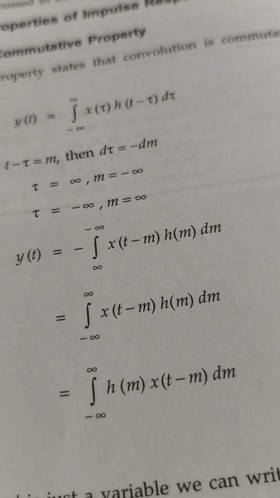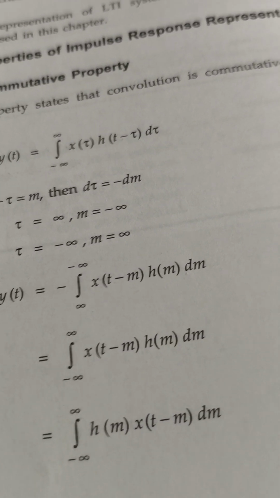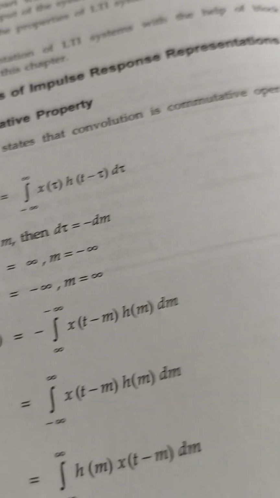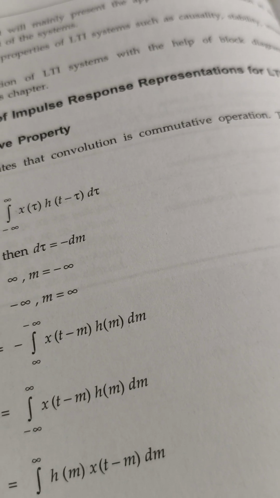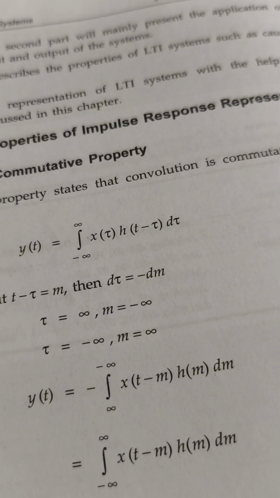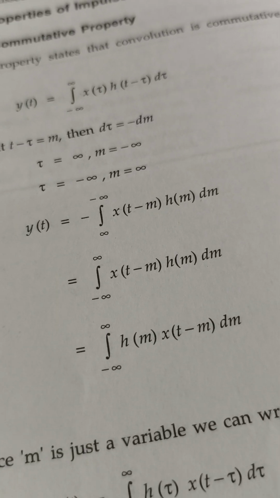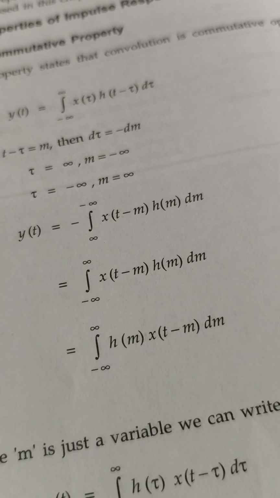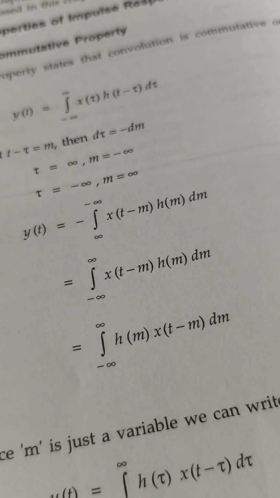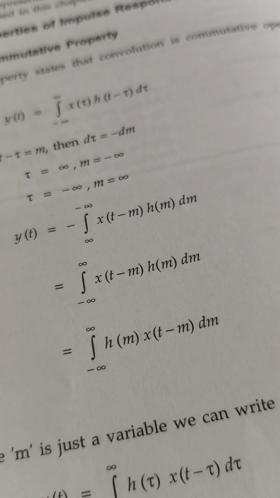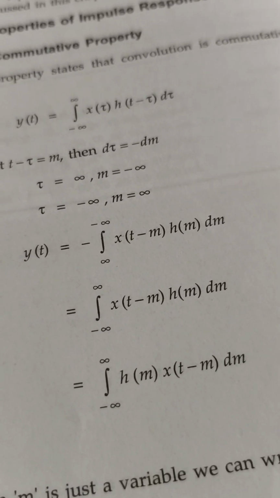This y of t becomes minus integration from plus infinity to minus infinity of x of t minus m into h of m dm. Then what happens? Minus is there. Suppose we interchange the limits of integration, from plus infinity to minus infinity, then we have to take a minus, and already a minus is there. This minus into minus becomes plus.